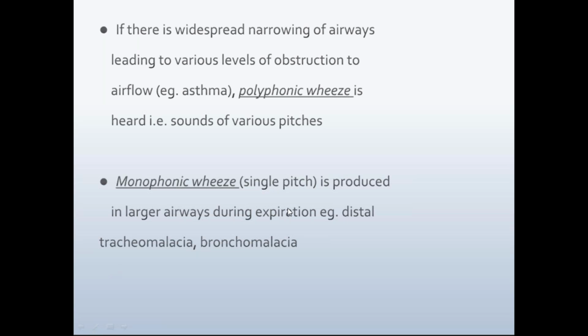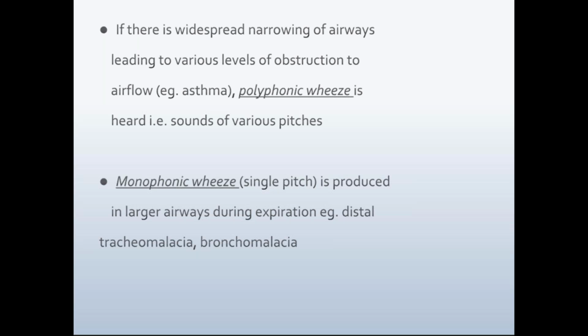So the next is, you usually hear the terms polyphonic wheeze and monophonic wheeze. What do you mean exactly by polyphonic and monophonic? If there is widespread narrowing of airways leading to various levels of obstruction to airflow, it is not the same obstruction throughout. At various levels, you can appreciate some obstruction. It results in different pitches that produce this wheeze. So sounds of various pitches you can hear in a polyphonic wheeze. That is typical for bronchial asthma.